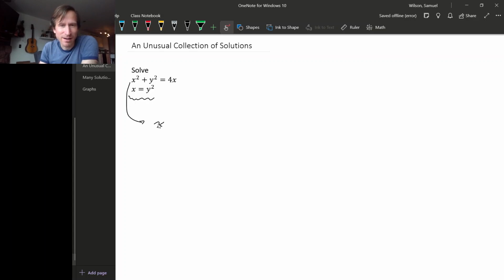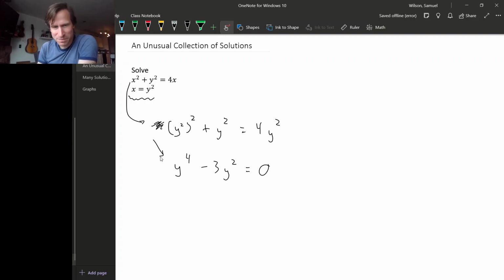So we get x is y squared, so y squared squared plus y squared equals 4 times x, which again is y squared. So I guess we can move everything to one side. We get y to the 4th minus 3y squared equals 0. Now, the equation that you get after this substitution, depending on what you started with, it might be very complicated. So this one is degree 4.